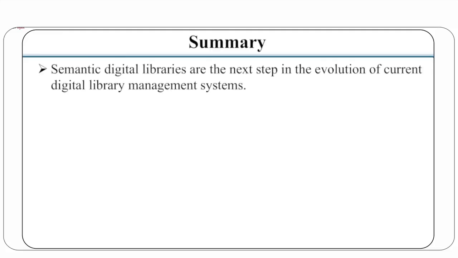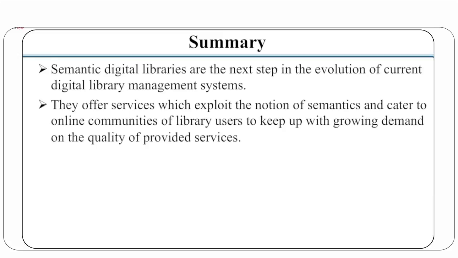Semantic digital libraries are the next step in the evolution of current digital library management systems. They offer services which exploit the notion of semantics and cater to online communities of library users to keep up with growing demand on the quality of provided services.